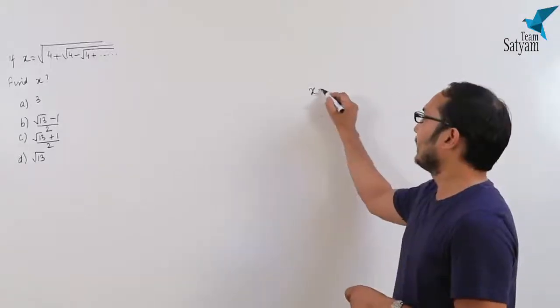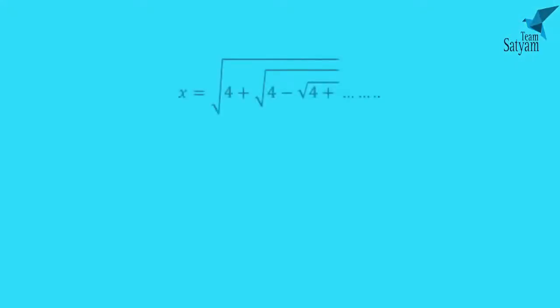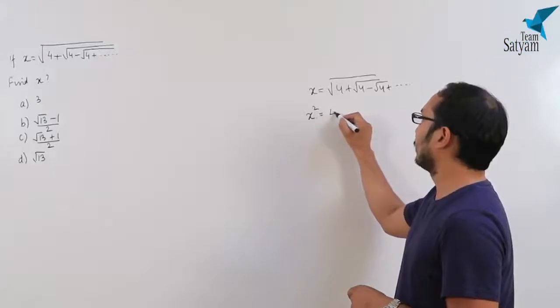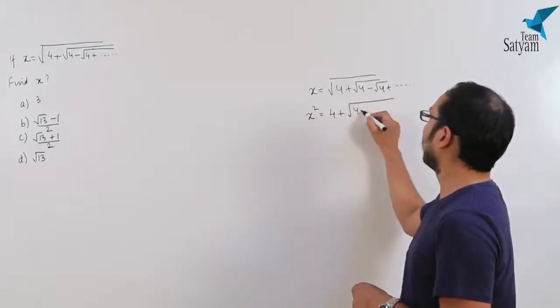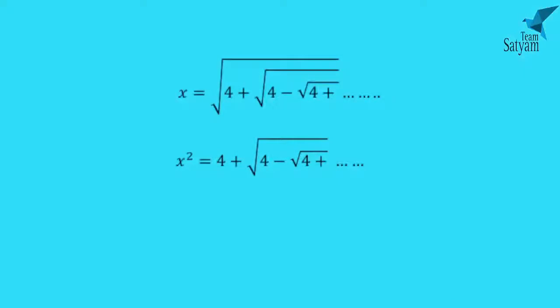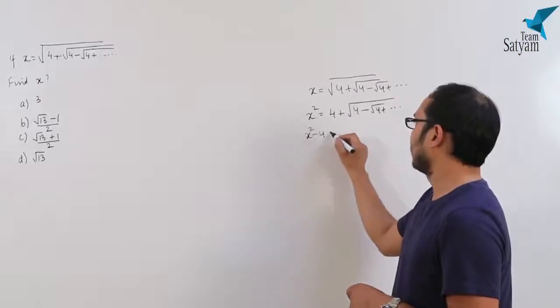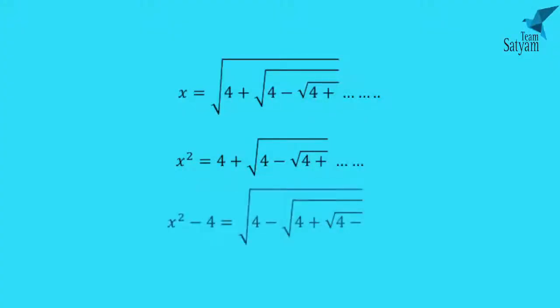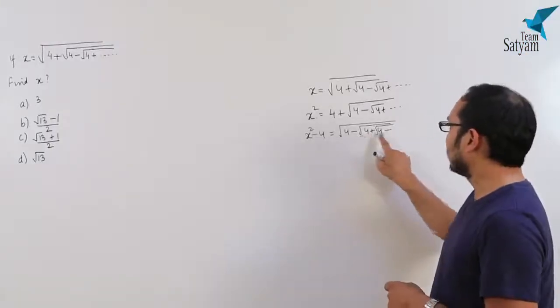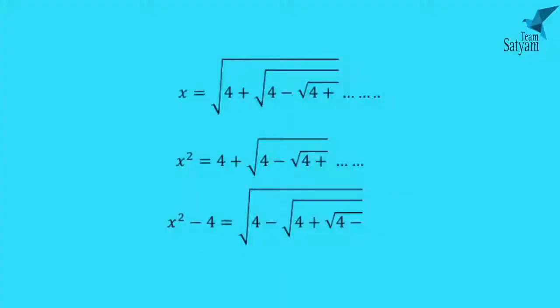Like if I take x as root of 4 plus under root of 4 minus under root of 4 and so on, and if I square on both the sides, I get an expression which is 4 plus root of 4 minus root 4 plus and so on. Now if you look at this, I need to take this 4 on the other side, which happens to be x square minus 4, and I'm still left with 4 minus root of 4 plus 4 and so on. So if you look at this portion from here onwards, it is an exact replica of x. So this value happens to be x.